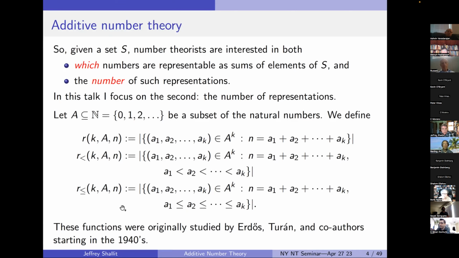To introduce the notation, we're going to have A be a subset of the natural numbers, and for me, the natural numbers include 0. We're going to define 3 representation functions. The first one, R_k(A,n), says how many k-tuples chosen from A sum to n. The 2 variations on this apply some sort of symmetry breaking. If I put a less-than sign after the R, this means that I assume that the summands are strictly increasing. And if I put a less-than-or-equal-to sign, I assume the summands are increasing, but not necessarily strictly.